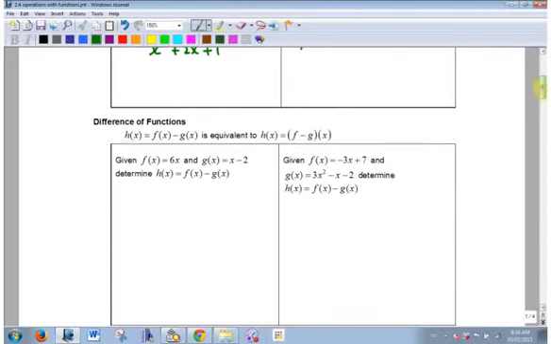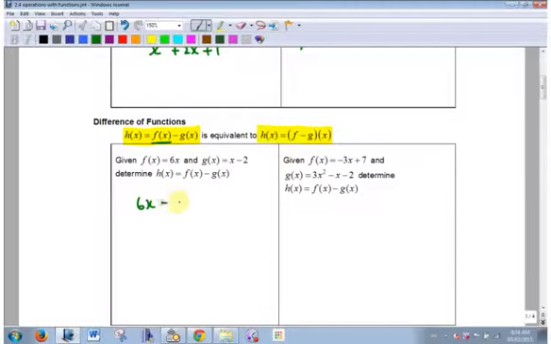Ooh, a difference, a new operation. This you probably want to write out. There are two ways to write it. That says f of x minus g of x, obviously. It can also be written like that, (f minus g) of x, because both of these functions are in terms of x. So, this one I think is the one we want to look at.